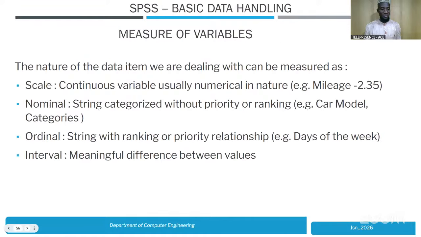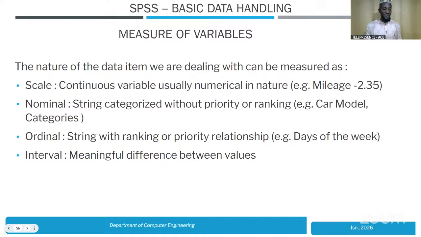Measure of variables, we have scale. Scale is usually used for continuous variables, or variables that have a decimal point like 2.35. You can choose that one when you are creating your variable. We use nominal for string variables like car model, categories, days of the week, number of students, age, and so on and so forth. We can use the nominal variable for that.